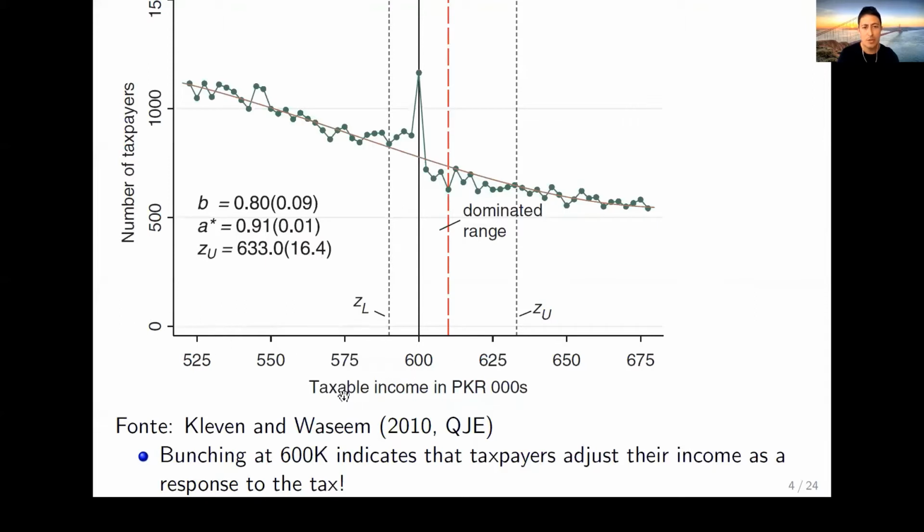This graph is showing the taxable income on the horizontal axis and the number of taxpayers at each of those income values on the vertical axis. You see here that a lot of taxpayers bunch exactly around the 600,000 rupees, suggesting that this bunching indicates that taxpayers are adjusting their income in order to respond to the tax. So there is a causal effect, right? This income tax schedule is causing people to locate themselves at a particular point in the schedule.